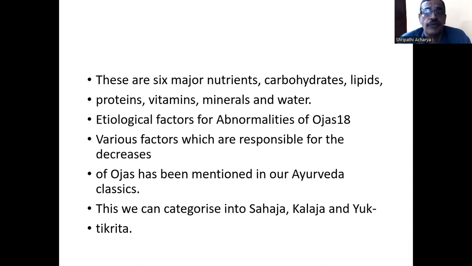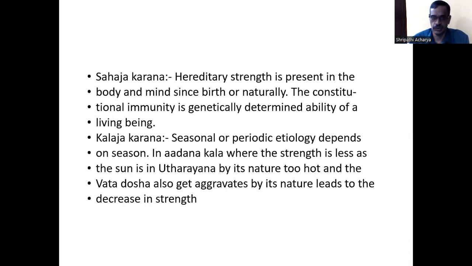Etiological factors for abnormalities of Ojas. Various factors which are responsible for the diseases of Ojas have been mentioned in the classics. You can categorize them as Sahaja, Kalaja, and Yuktikrita Bala. First is Sahaja: hereditary strength present in the body and mind since birth, naturally. Constitutional immunity is a genetically determined ability to maintain well-being. Next is Kalaja: seasonal or periodic etiology that depends on the season.